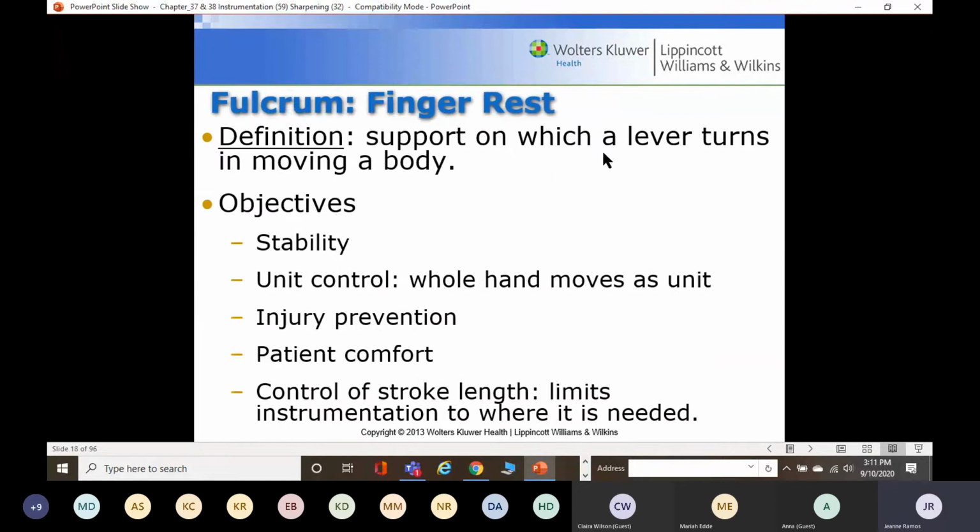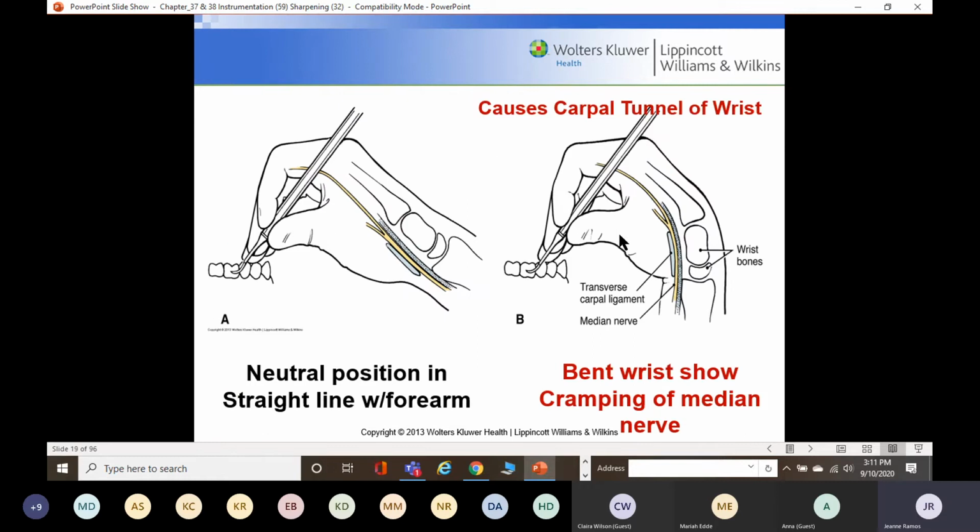Finger rest: a support on which a lever turns in a moving body. That's a fulcrum. So your finger will pivot. Objectives: it's for stability and unit control. Your whole hand moves as a unit. It helps to prevent injury. It's for patient comfort and control of your stroke length. When you have a fulcrum, it limits instrumentation to exactly where it's needed.